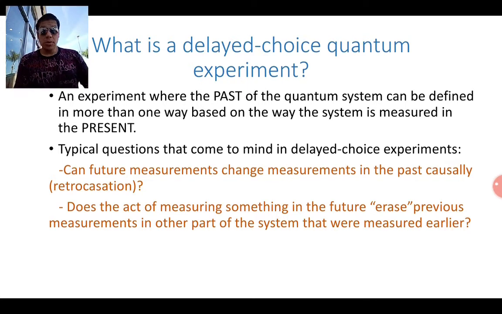So I will deal with these questions, and a very interesting question that often makes the delayed choice quantum eraser experiment very important is this one: retrocausation. Can future events cause something in the past? So let's deal with it.